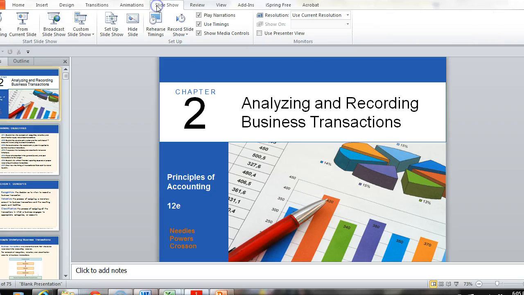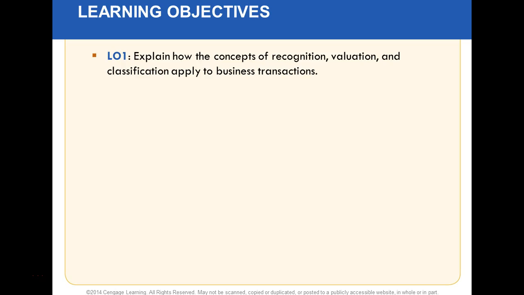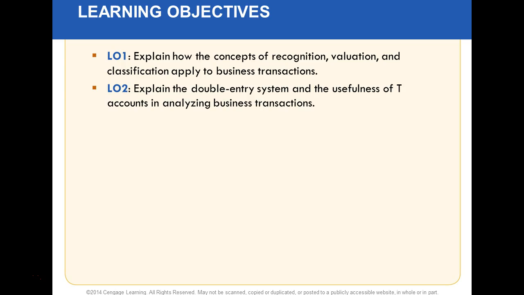So basically, we're going to get a little more into the nuts and bolts of the type of transactions that businesses handle in their annual cycle. So we're going to talk about some certain concepts. The big key in accounting is something called the double entry system.